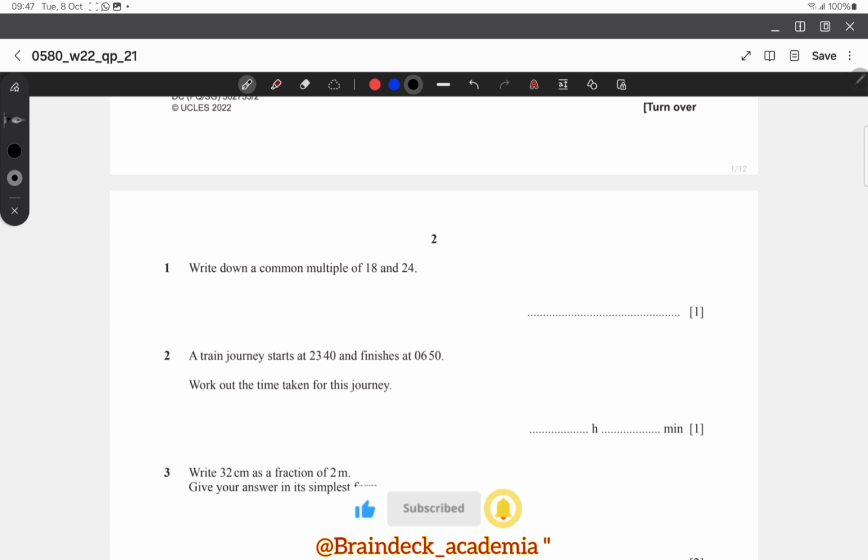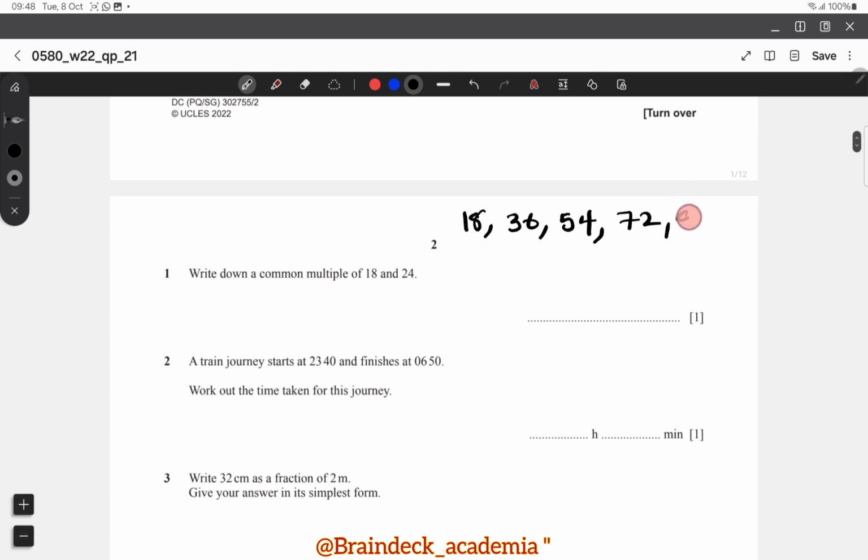So now, the first question we can see here is we should write down the common multiples of 18 and 24. To simply do this, you write out the multiples of 18. The multiples of 18 are 18, then we have 36, then 54, then after here we have 72. Let us do one more. Plus 18, 72 plus 18, then we have 90.